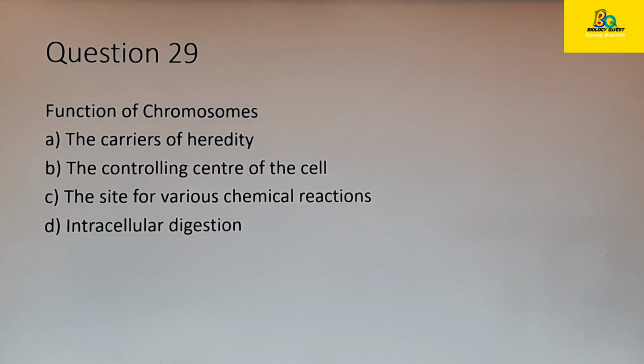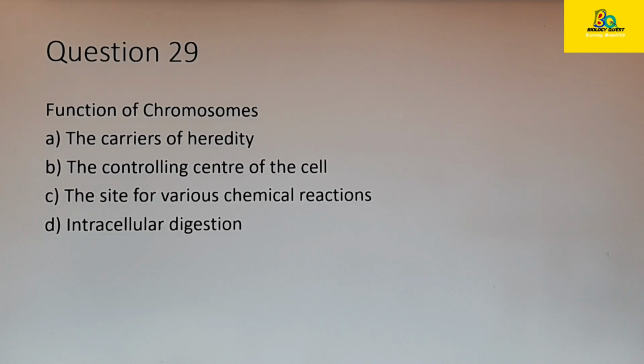Question 29. Function of chromosomes. Options are carriers of heredity, controlling center of the cell, the site for various chemical reactions, and intracellular digestion. Okay, what is the correct answer? Carriers of heredity. What are the units of heredity? The units of heredity are the genes. So, chromosomes are the carriers of heredity. Is it correct? Yes, that is very true.